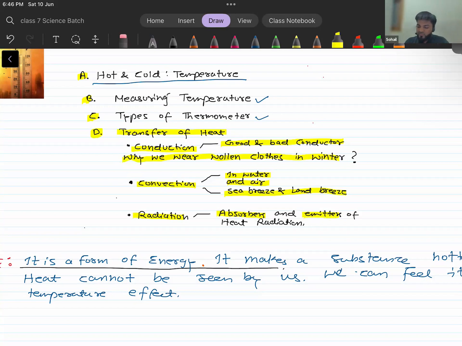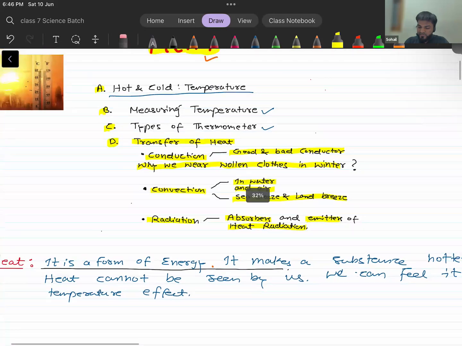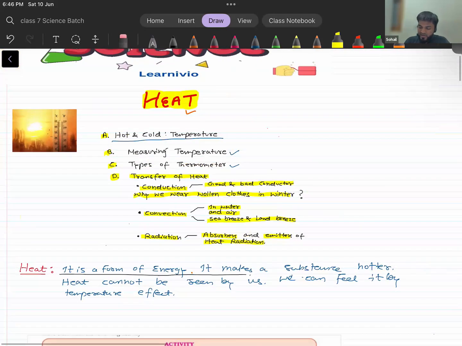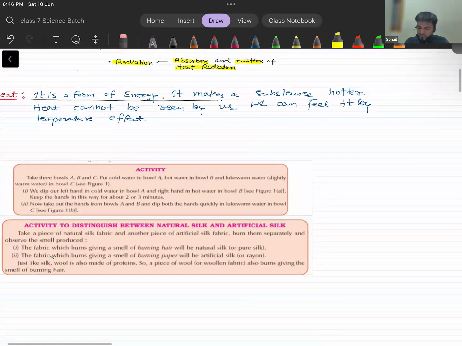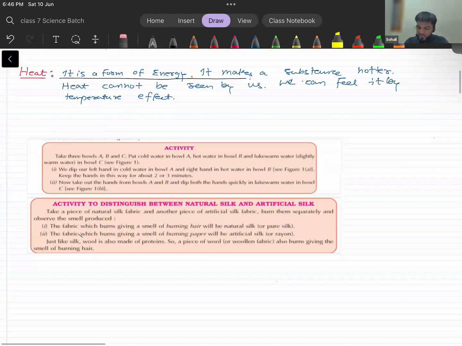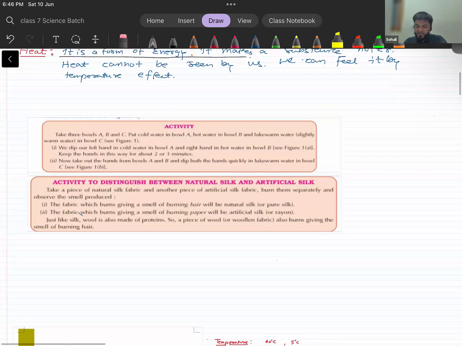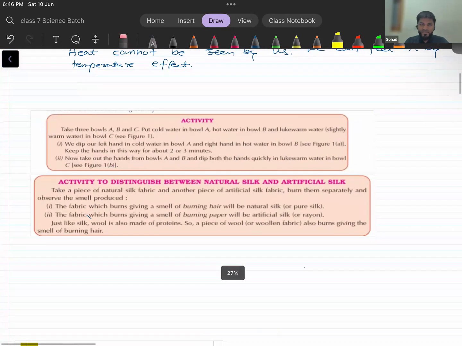Then we will talk about what are the absorbers and emitters of heat radiation. All right. Okay. So in the previous class I wanted to discuss an activity. I have taken an activity here. Okay, so here in the activity it says that take three balls A, B, and C.